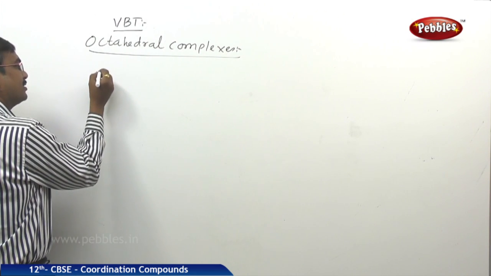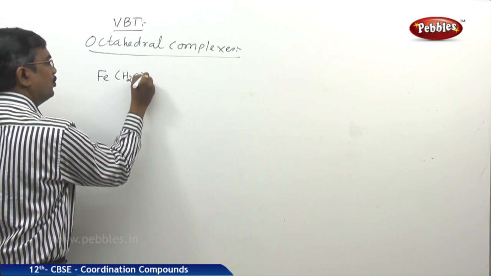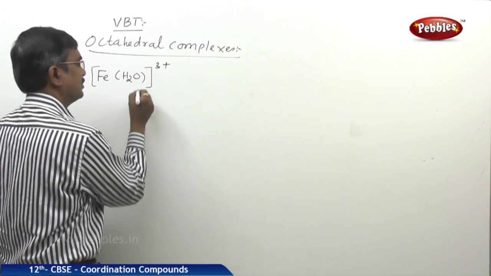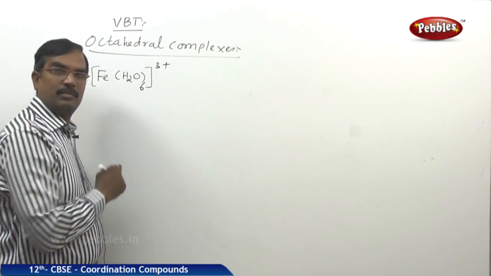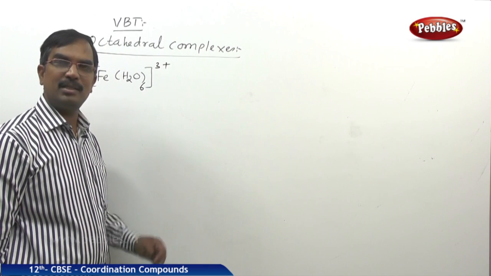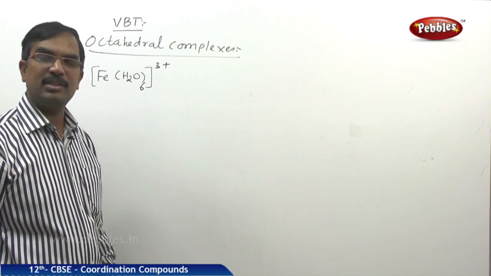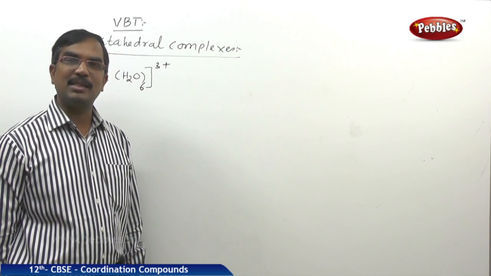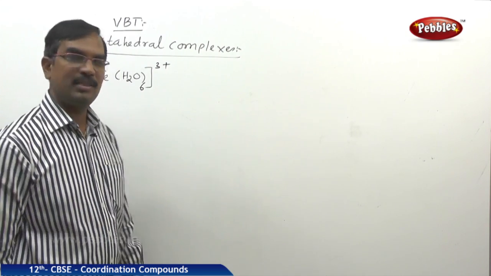You can take another example of an iron complex, Fe(H2O)6 3 plus. The oxidation number of iron is plus 3 here. Water is a neutral ligand. And remember, water is a weak ligand or weak field ligand. So in presence of this, the corresponding electrons present in the iron central atom won't undergo any pairing. So let us see how exactly.